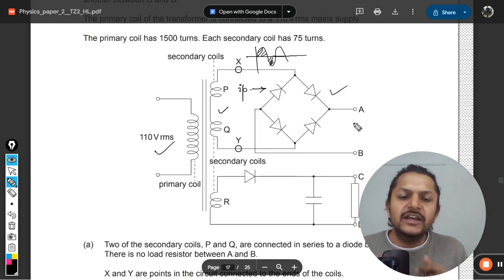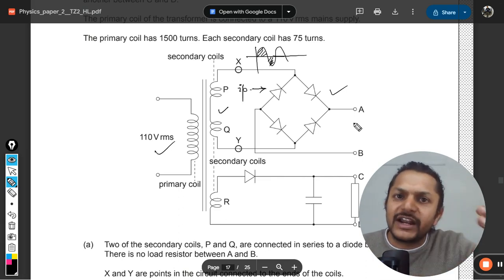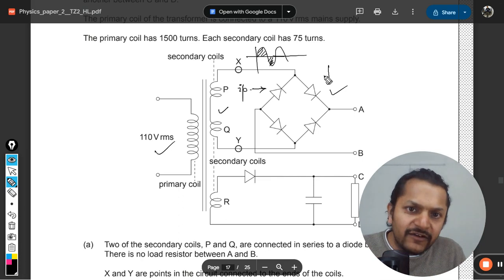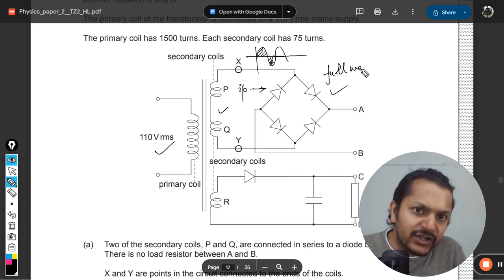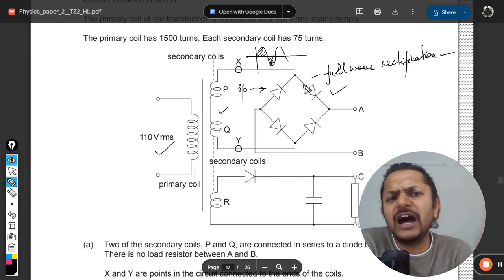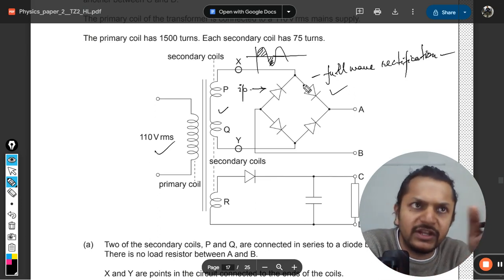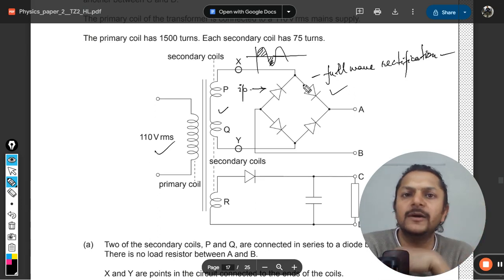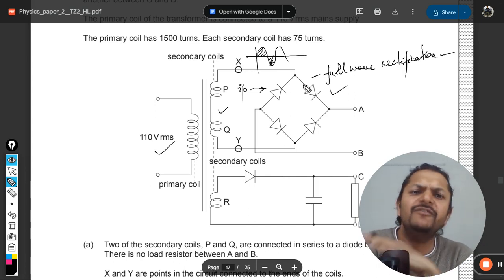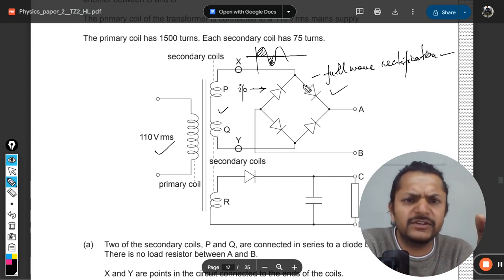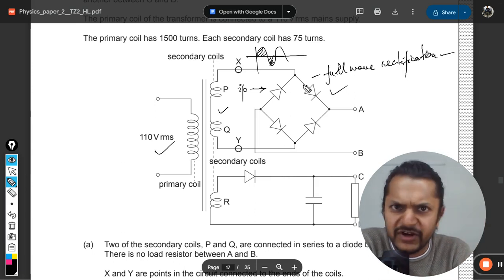The question says, draw the graph of the voltage that we are going to get in A and B. So this is a full wave rectification model. There is another system which is half wave rectification. In paper one questions for the topic 11.3, you can go and verify. I have given you a detailed explanation for full wave rectification and half wave rectification.